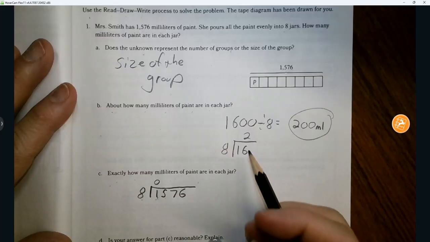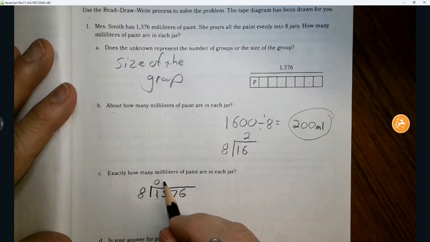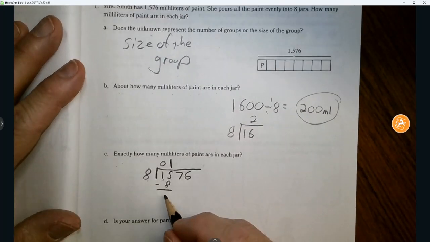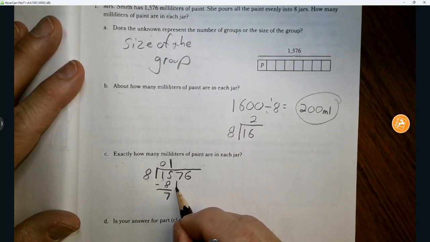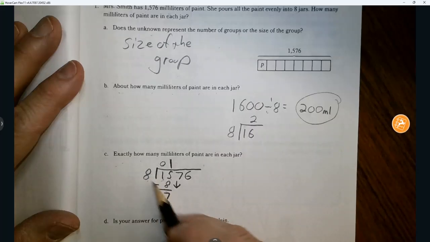8 times 2 is 16. We set it up here. So 8 times 1, it can go in 1 time, which gives us 8. So 15 minus 8 is 7. Now we have to bring that other 7 down because 8 won't go into 7. So now we have 77.